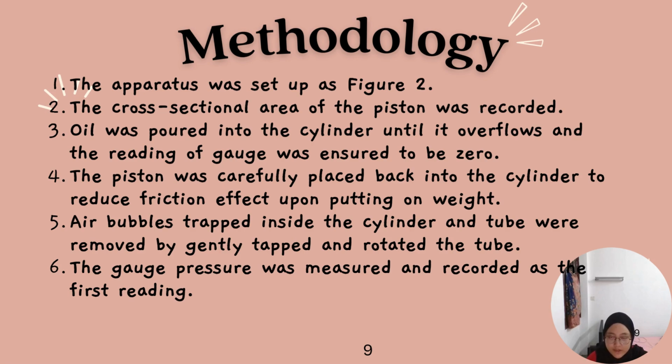For the methodology part, number one, the apparatus was set up as in figure 2. Number two, the cross-sectional area of the piston was recorded. Number three, oil was poured into the cylinder until it overflowed, and the gauge reading was ensured to be zero. Number four, the piston was carefully placed back into the cylinder to reduce friction effect upon putting on weight. Number five, air bubbles trapped inside the cylinder and tube were removed by gently tapping and rotating the tube. Number six, the gauge pressure was measured and recorded as the first reading.